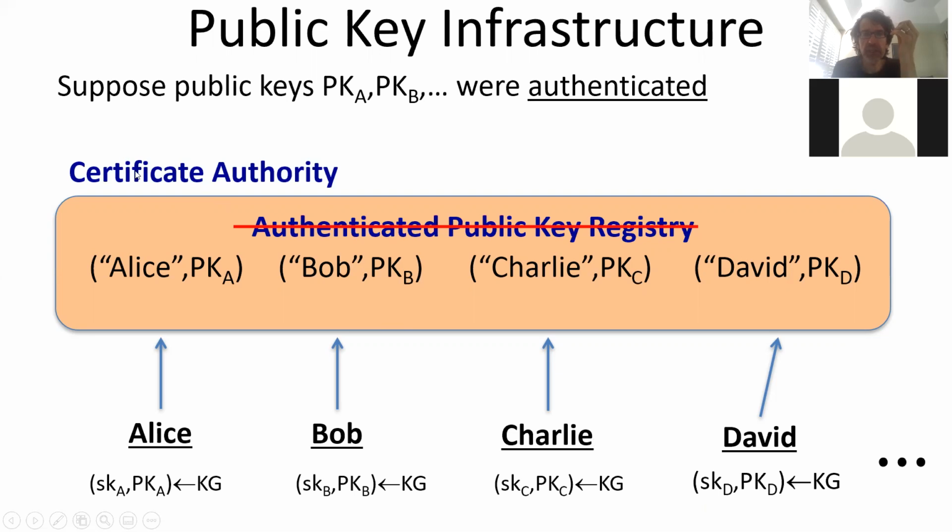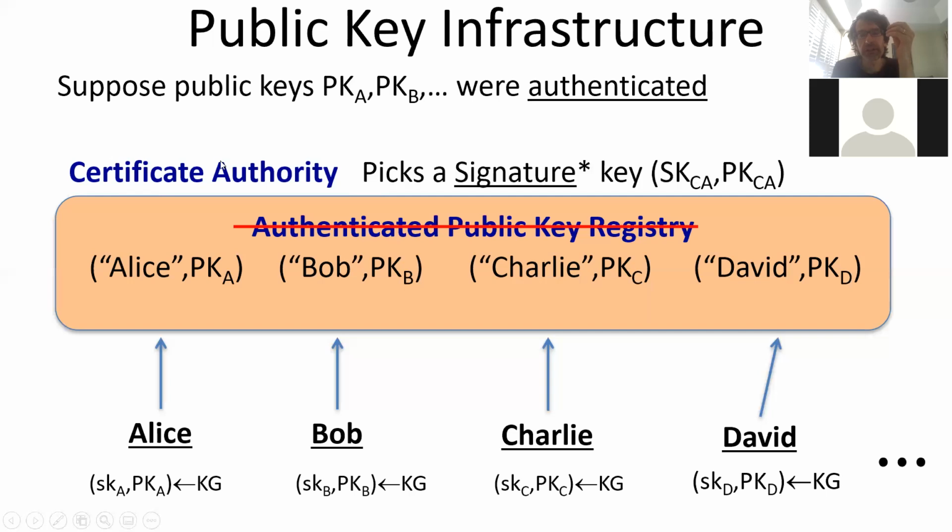In a public key infrastructure, we have an entity called a certificate authority. It's an entity that will pick a signature key. And for now, just think of a signature as a public key version of a MAC. So just like public key encryption has a private and public key, where private is used for decryption and public for encryption, a signature will also have a private and public key. The private key will be used for signing, like in a MAC, and the public key for verifying the signatures.